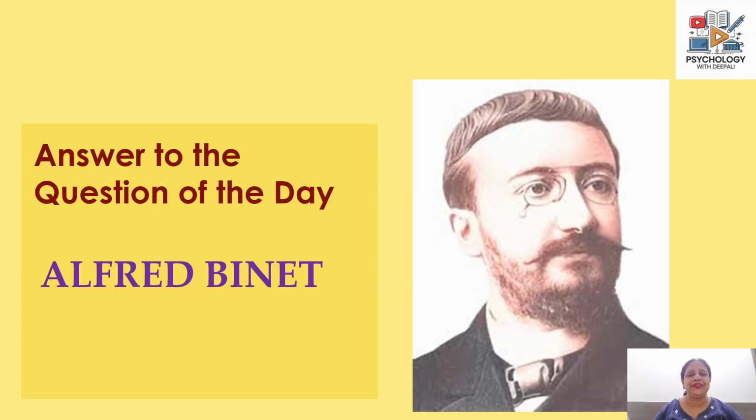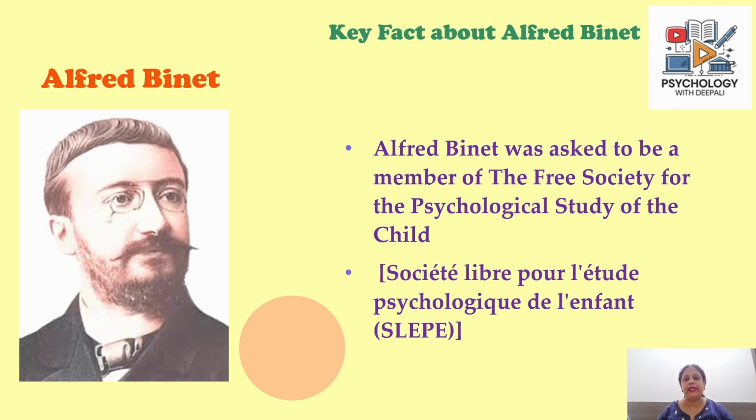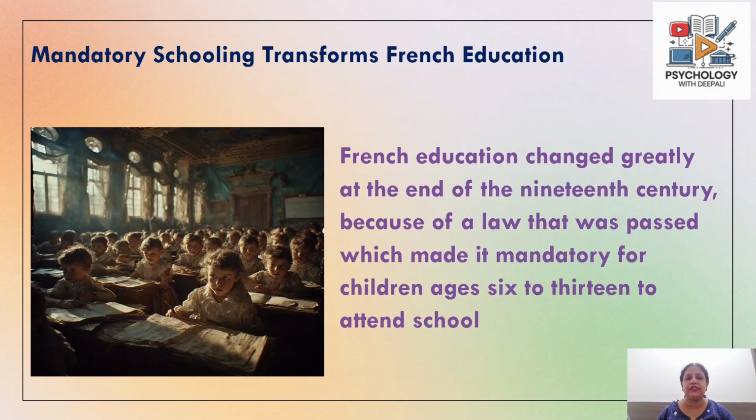Now, this is the answer to the question of the day which I asked: who is the person who had formal training only in law and not in psychology, but who gave groundbreaking research in psychology? He is Alfred Binet. Alfred Binet was asked to be a member of the Free Society for the Psychological Study of the Child. This society was active at a time when French education was undergoing a transformation at the end of the 19th century, where a law was passed that all children between the ages of 6 to 13 should be educated in schools compulsorily with no exclusions.